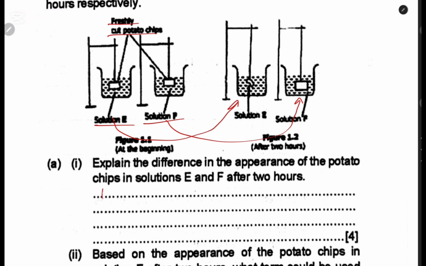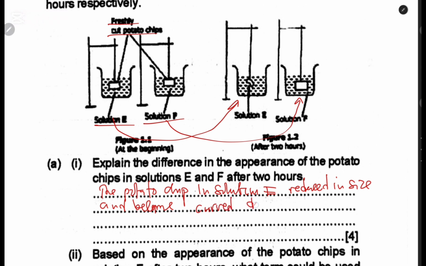So we can say the potato chip in solution E reduced in size and became caved due to loss of water by osmosis. Okay, so the appearance is that it reduced in size.